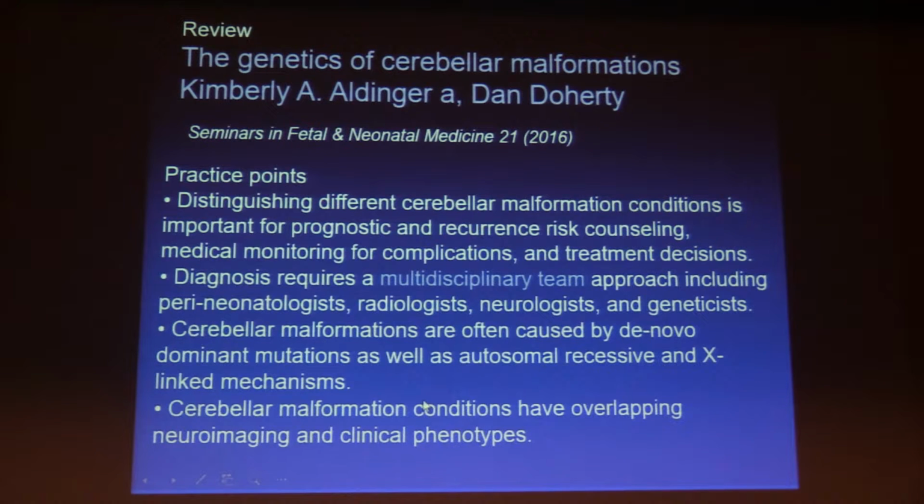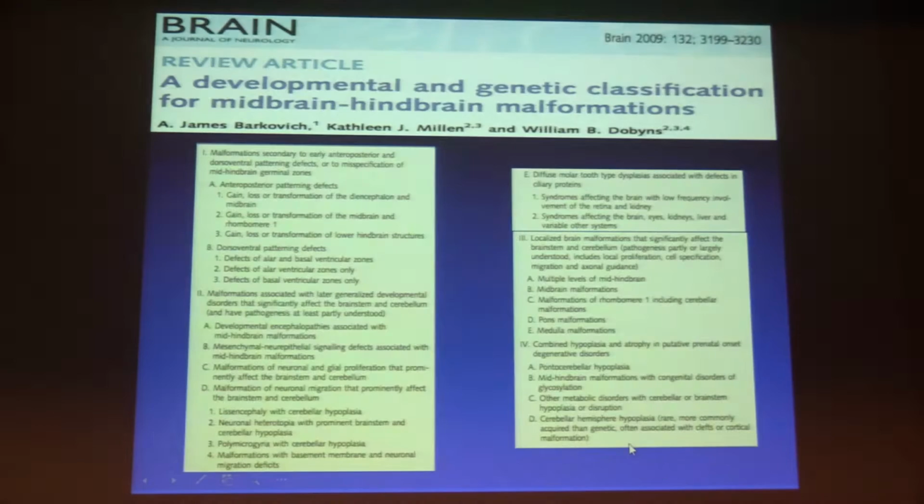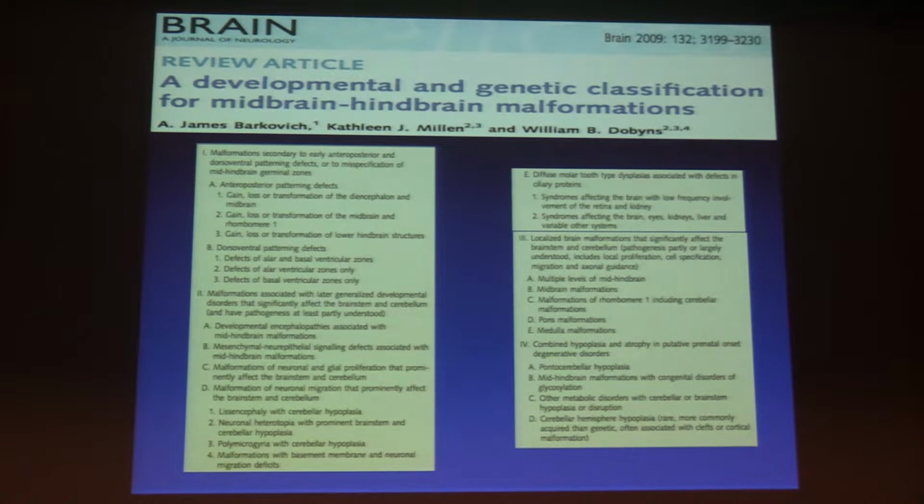Okay, and it's very important to understand that there is a lot of overlapping neuroimaging and clinical phenotypes. This is the important review article of Barkovich with Dobbins. It came out in 2009. I think I have read this article close to 20 times, and I still get it wrong. It's very, very complicated.